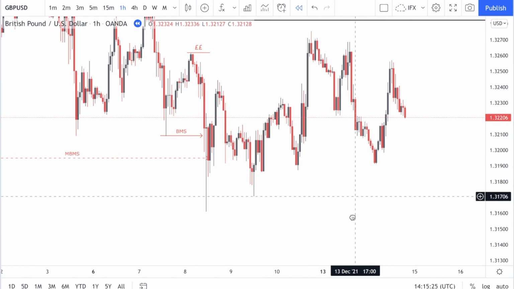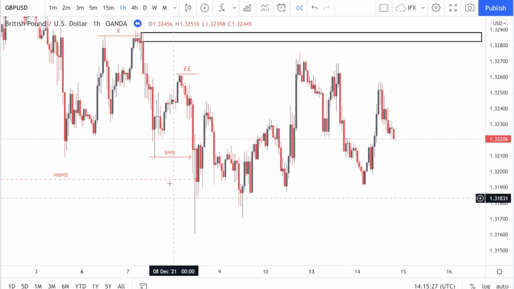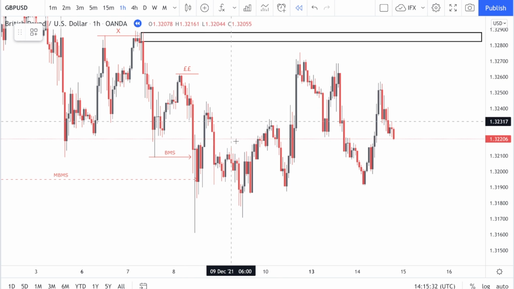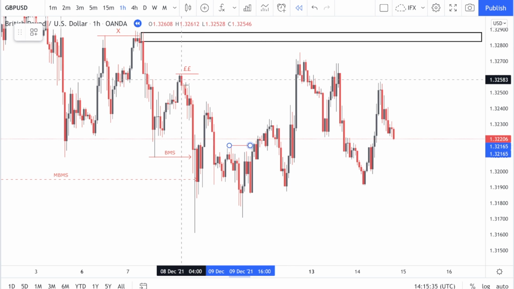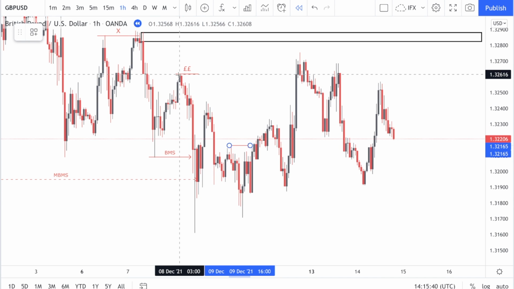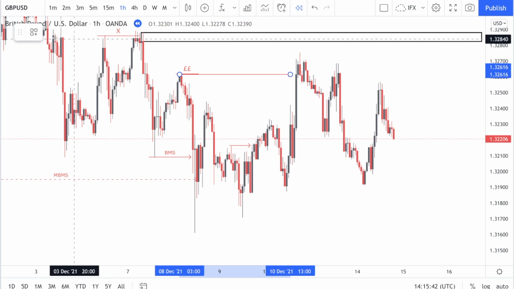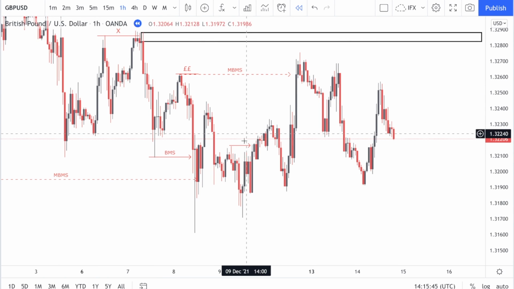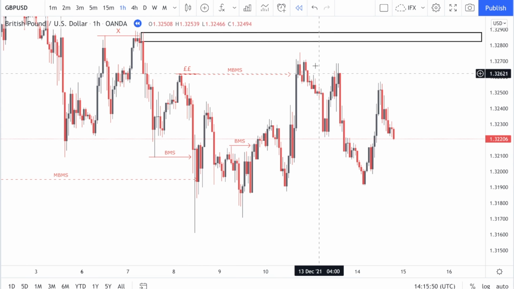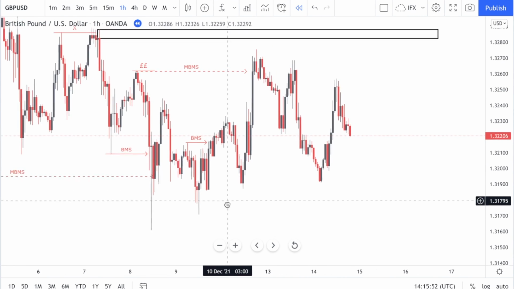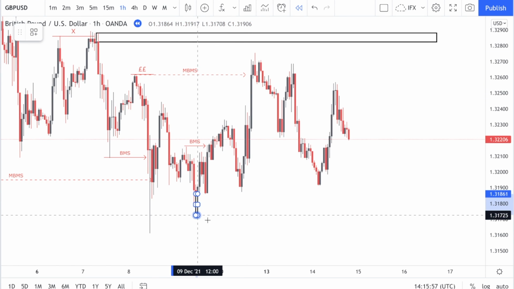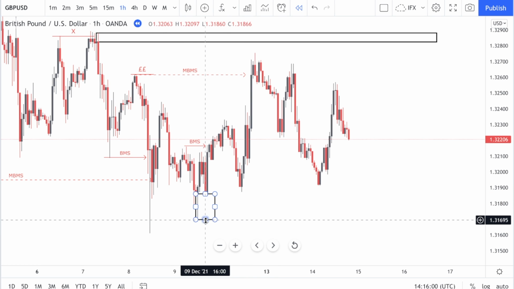Now we've broken this low, fine, all good. Then what do we get? We get our BMS followed by our major BMS. Okay, fine. Now we work back again to see what the most extreme point was which caused that major BMS. We've got this wick POI which is still not mitigated.